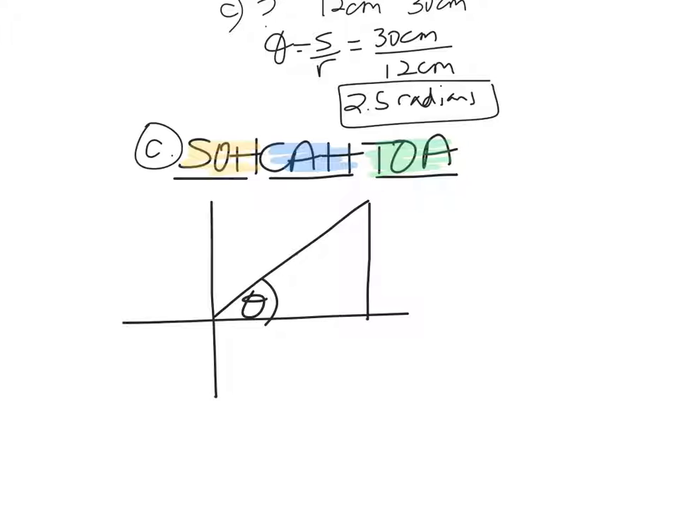All right, so there's theta. Here's x, here's y, and this is r. So this is for when you're not on the unit circle a lot of times.